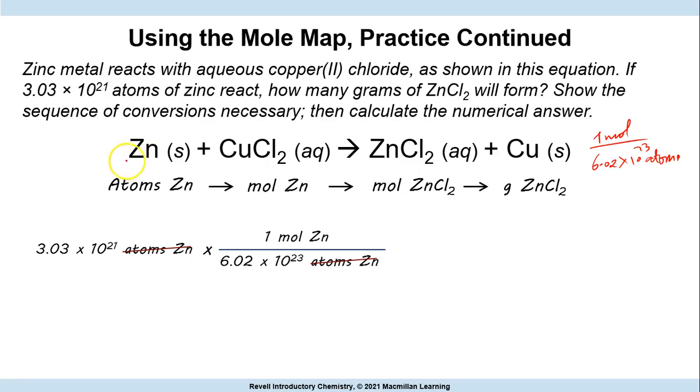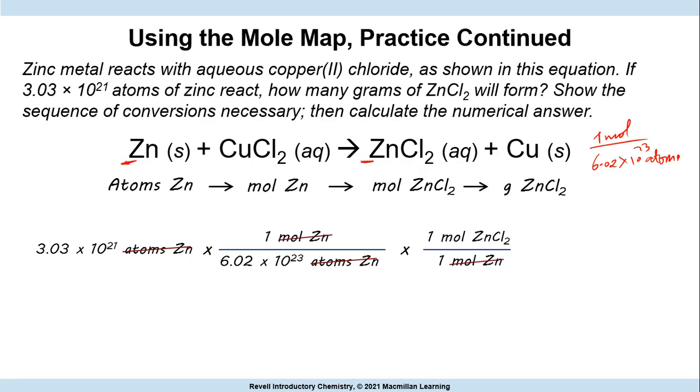Now, for us to convert from moles of zinc to moles of zinc chloride, we come to the balanced equation. We see that 1 mole of zinc gives us 1 mole of ZnCl2. So the conversion factor is 1 mole of zinc is equal to 1 mole of zinc chloride. So 1 mole of zinc will be at the bottom and 1 mole of zinc chloride will be at the top, so that we cancel out the moles of zinc. So that's our conversion factor, and now the moles of zinc cancels out and we are left with moles of zinc chloride.